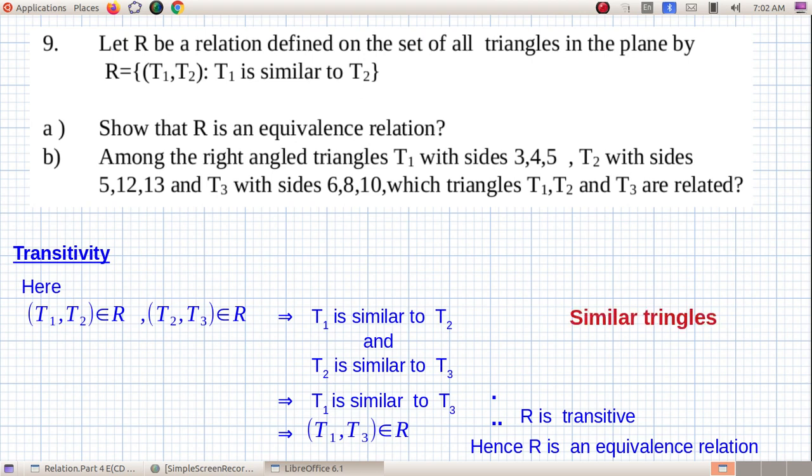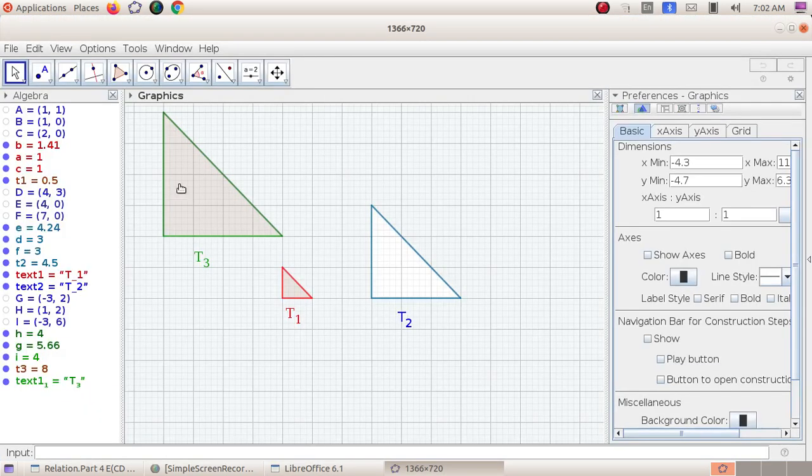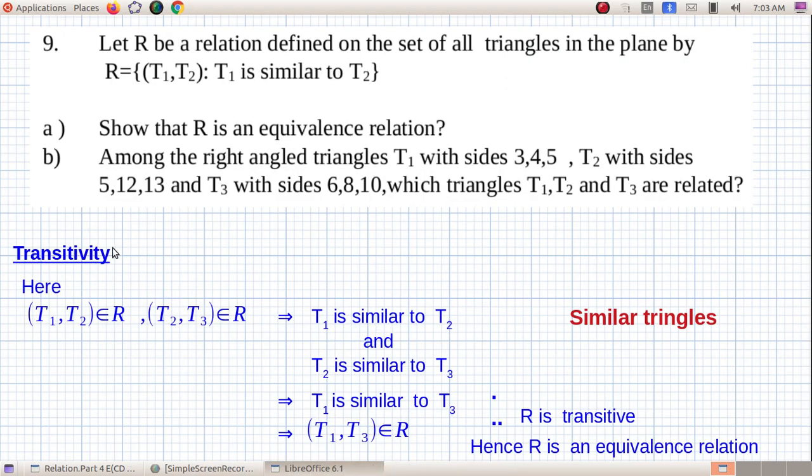Now, the answer to question number B. Before that, let us have a view on similar triangles. If you are not familiar with similar triangles, please listen here. These are three triangles. These three triangles are similar: same shape, different size. T1 is similar to T2, then T2 is also similar to T1. T1 is similar to T3, then T3 is also similar to T1, and the remaining can be said in a very easy manner.